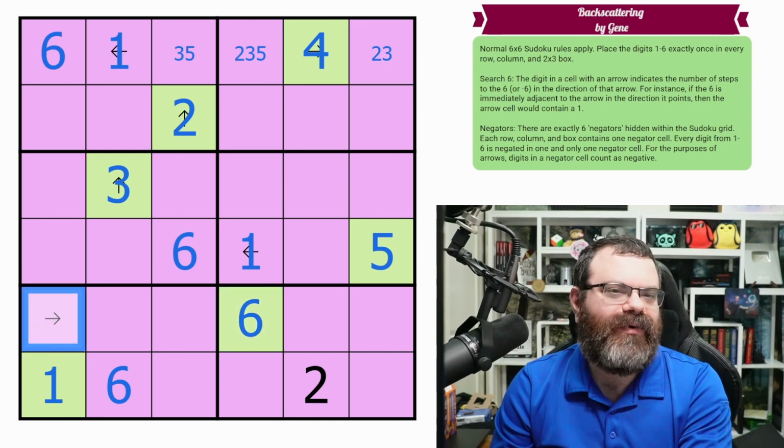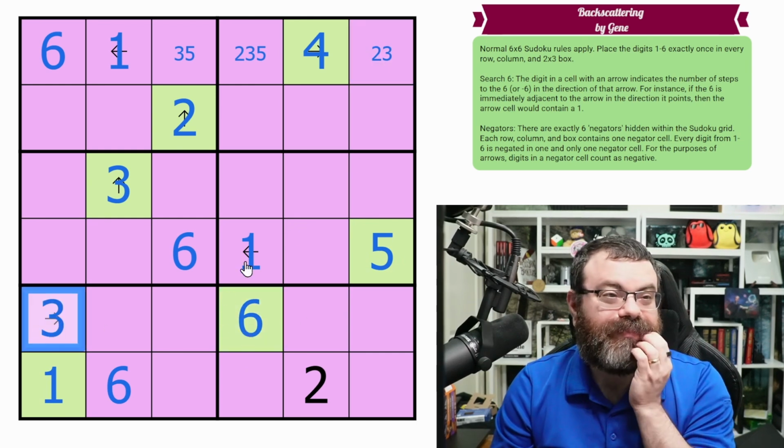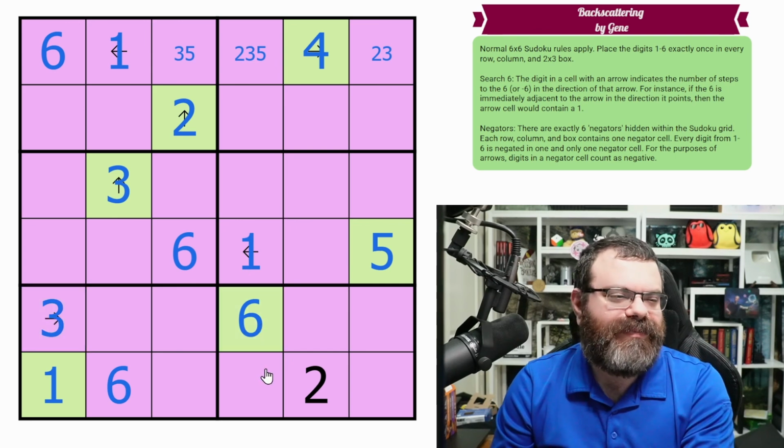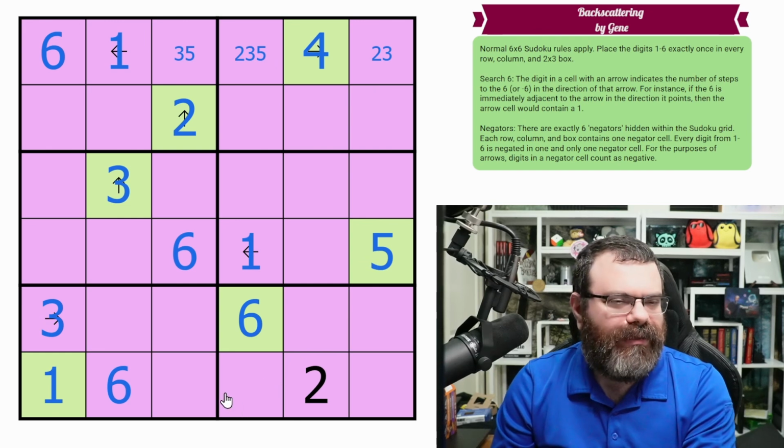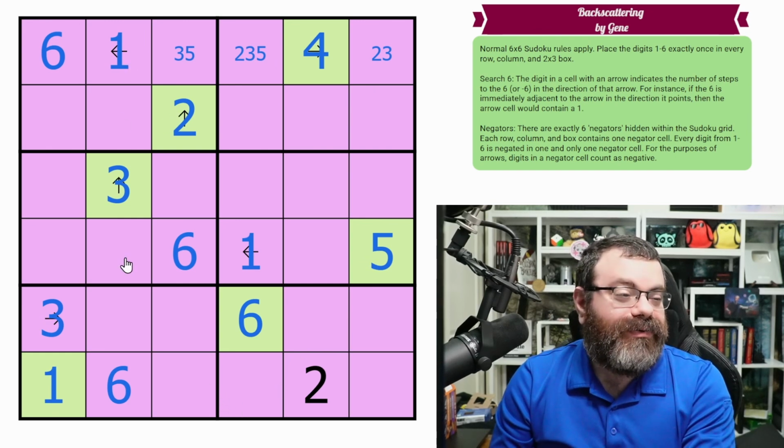Oh, and this 6 is pointed by this guy. It's a 3. And I think it should just be Sudoku from here. I think every arrow has been satisfied. We have every negator with 1 through 6. Okay. No more variants, just Sudoku.